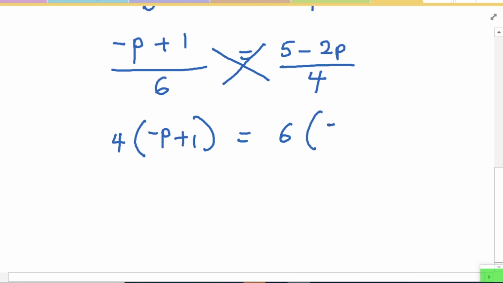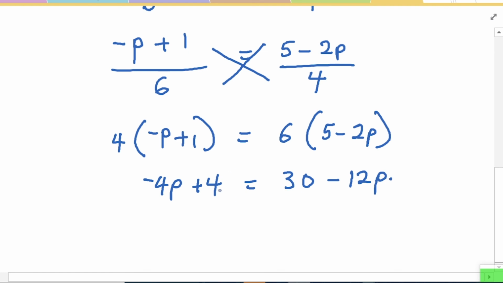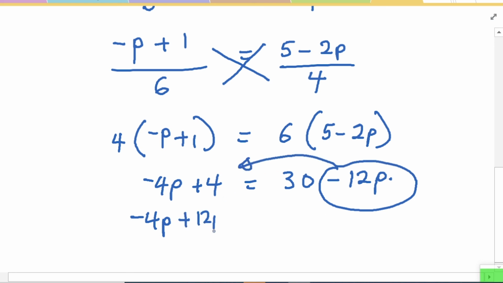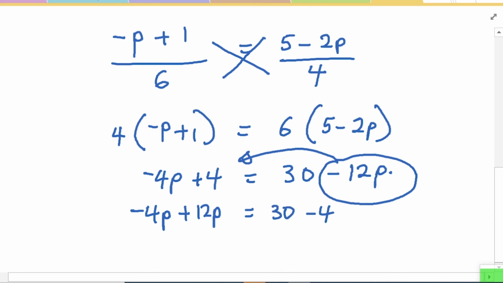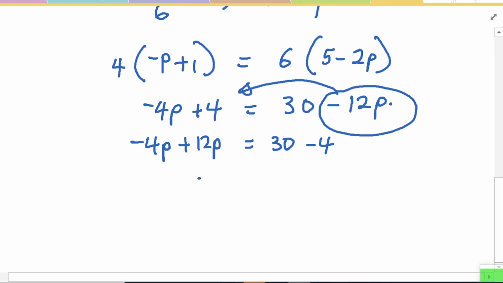Multiply that by what is there, which is 5 minus 2p. So 4 times negative p is negative 4p. 4 times 1 is plus 4, is equal to 6 times 5, which is 30, and 6 times negative 2p, which is negative 12p. Alright, so this becomes negative 4p. Let this one come this way. It becomes plus 12p. That is going to be equal to 30 minus 4. So that gives us 8p, equal to 30 minus 4, that is 26.